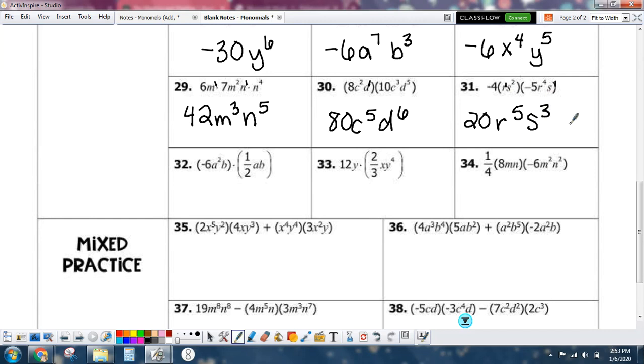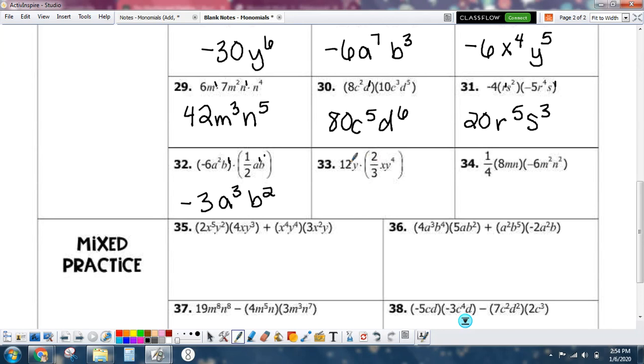So for the next one, same idea. There's just a fraction, so don't be thrown off by fractions. So for the first one, you're going to do negative 6 times 1/2. 1/2 of negative 6 is negative 3. And then we can add our exponents. So 2 plus 1 is 3. 1 plus 1 is 2. Try number 33.